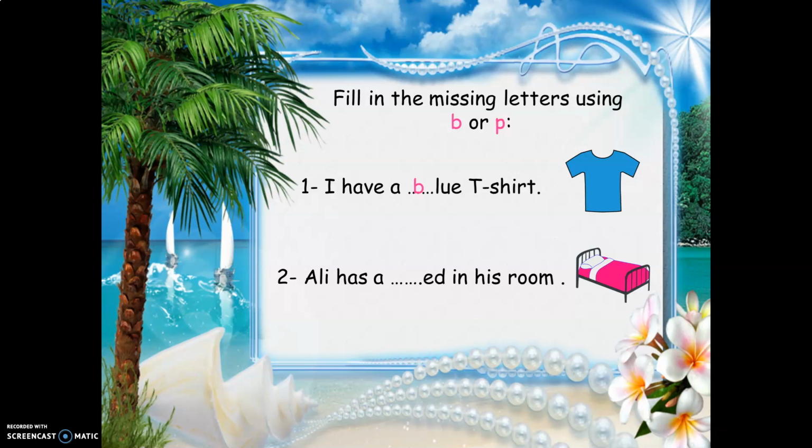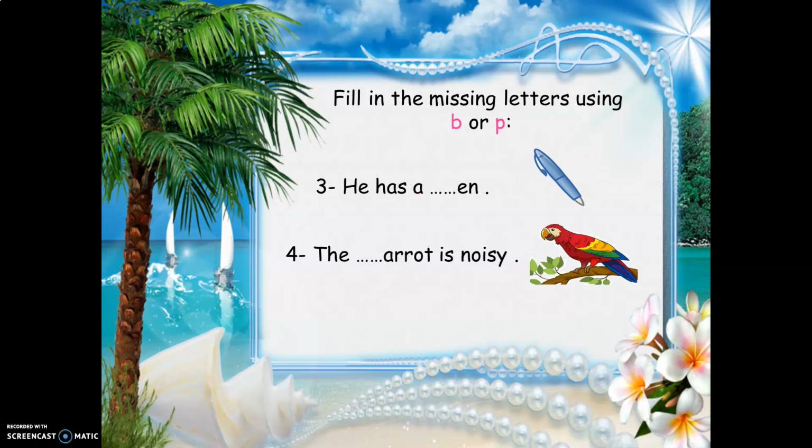Ali has a bed in his room, so the missing letter is B. Number 3, he has a pen, P. The parrot is noisy.